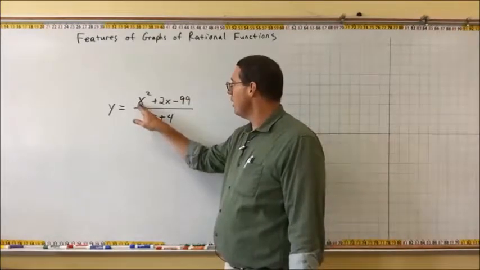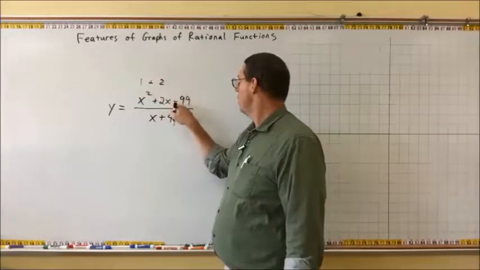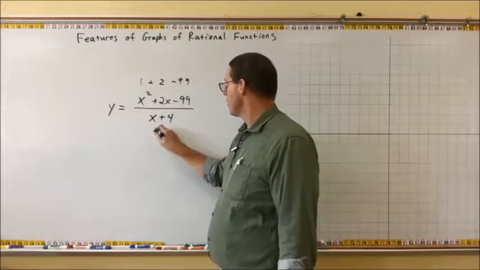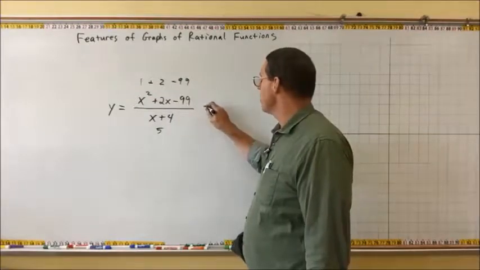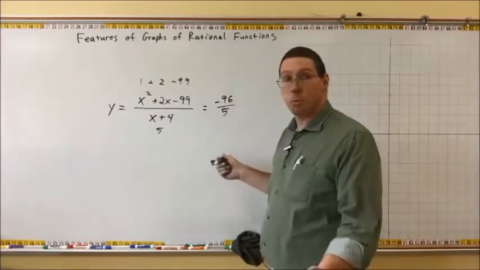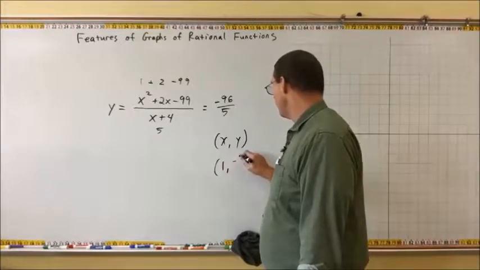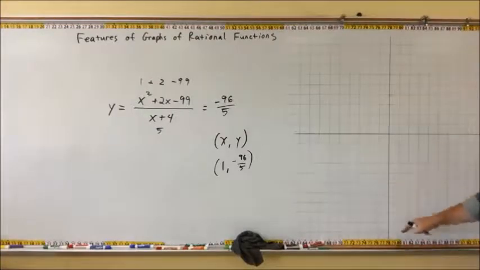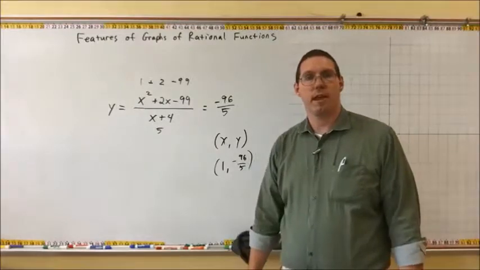If I were to put a 1 in, I'd get 1 plus 2 minus 99 over 1 plus 4 is 5. And so 1 plus 2, that's 3, minus 99 is negative 96 over 5. And so if we plugged 1 in for x, we would have an xy coordinate, 1 and negative 96 over 5. And that would be somewhere down here at 1 and way down there at negative 96 over 5, which is about close to a little less than negative 19.